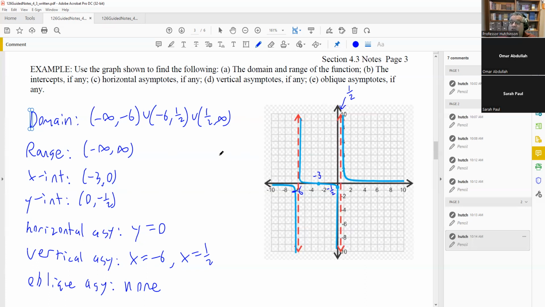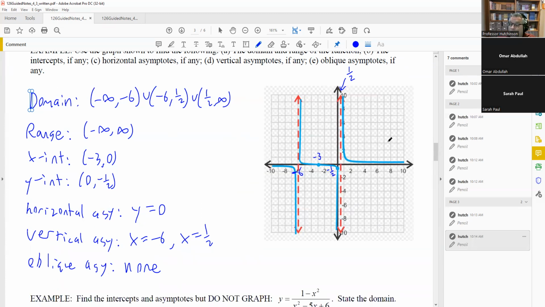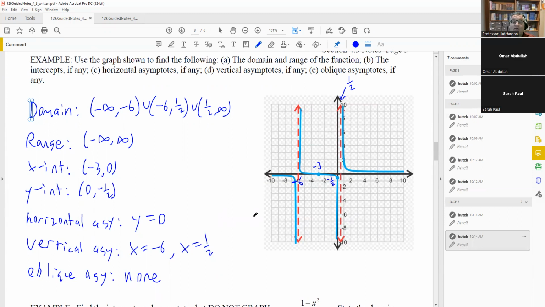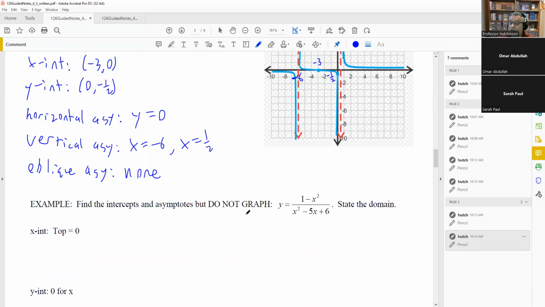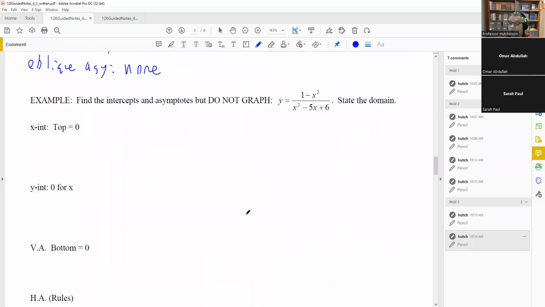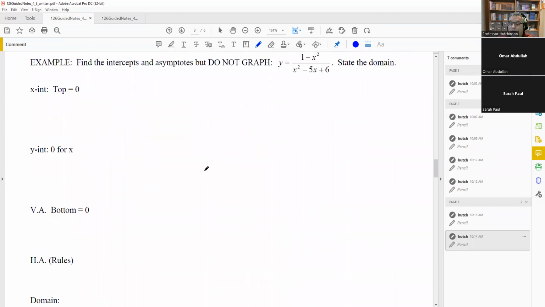They give you a graph and you just have to answer all the questions based off of the graph only. But the other questions in here don't give you a graph, and then you have to find all this information out by working with the equation only. So let's take a look at some of the ones that are just all algebraic.